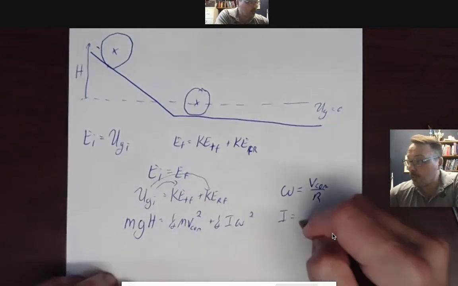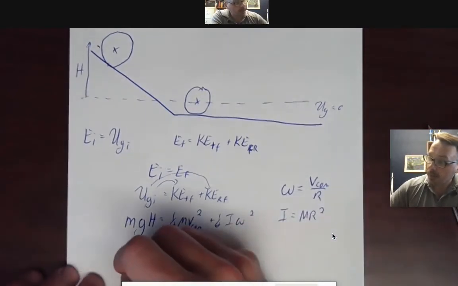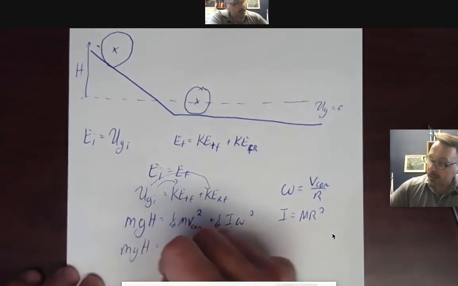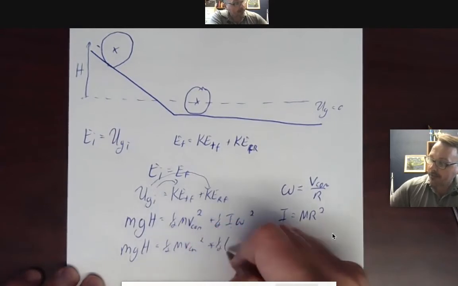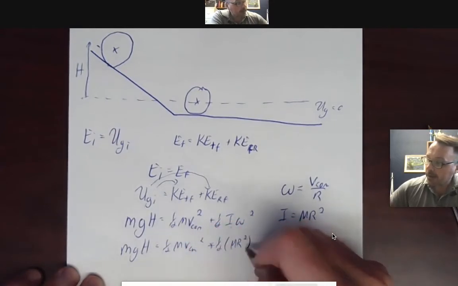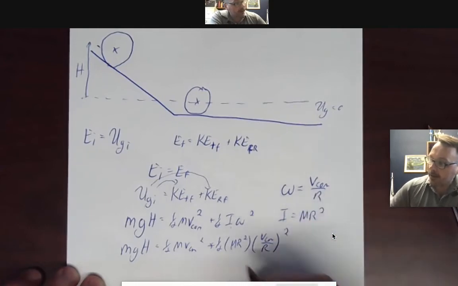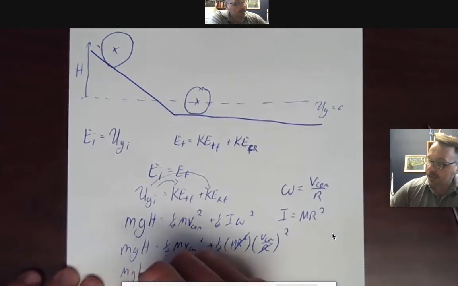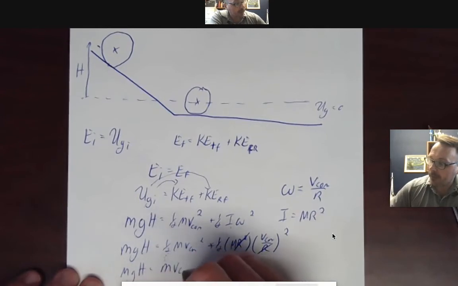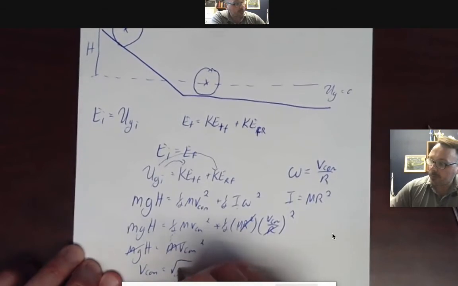In this case, we said it's a hoop, so mr squared, and that's about the center of mass point. So mgh is equal to 1/2 m v com squared plus 1/2 mr squared times (v com over r) quantity squared. Notice my r squareds are going to go away. I end up with 1/2 m v com squared, 1/2 m v com squared, or mgh is equal to m v com squared. The m's go away, and then v com is equal to the square root of gh.